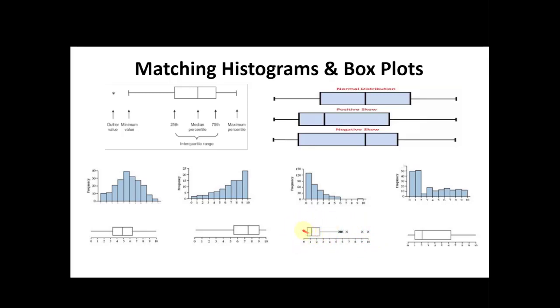So here, the median is slightly to the left of center within the H spread, but there is a longer right whisker than left whisker, and there's several outliers.